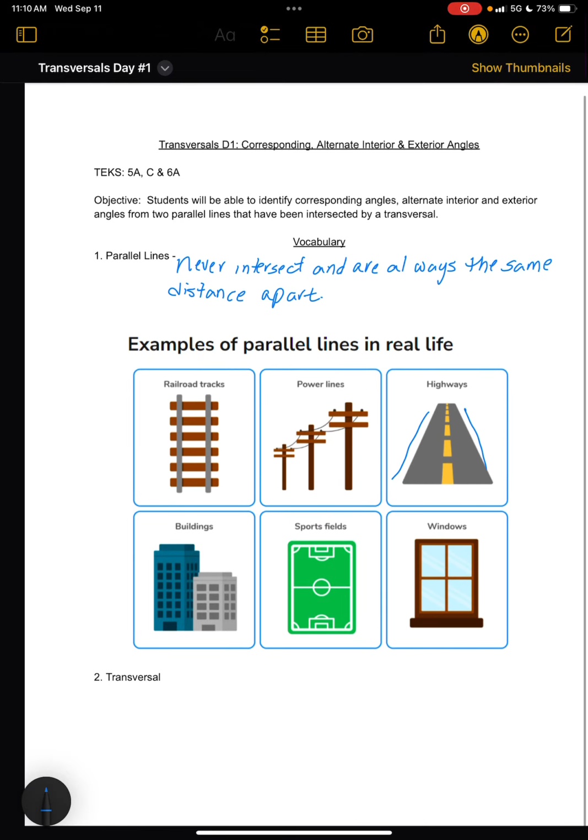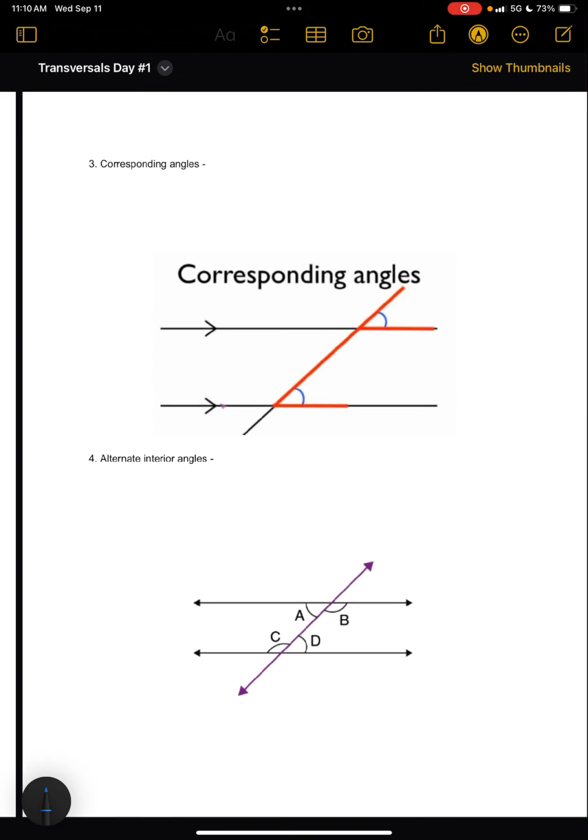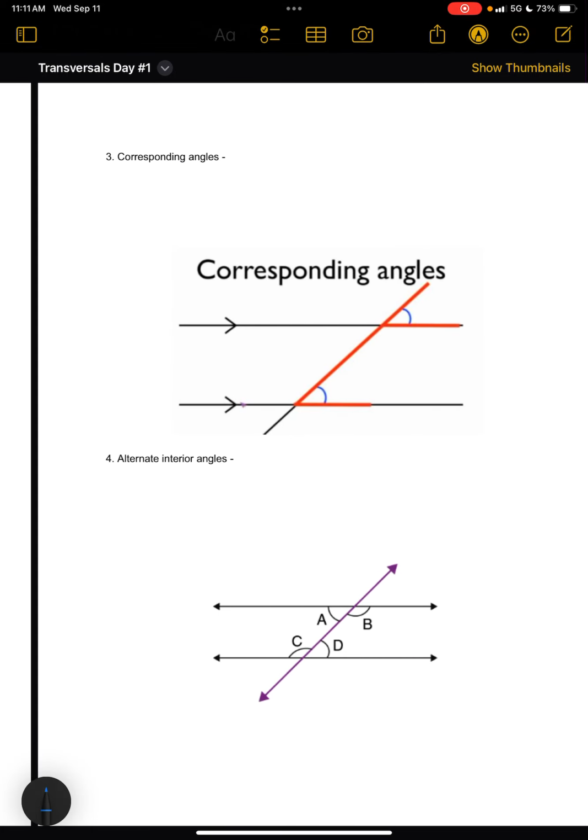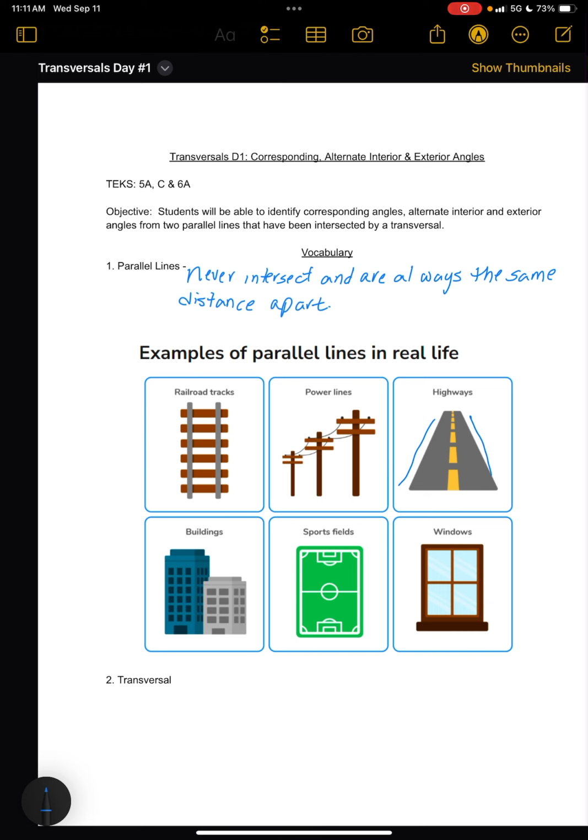So let's look here. Where did my picture for transversals go? Okay, so a transversal is a line that intersects two or more lines at different points. So let me just go ahead and draw this out because I don't know what happened to my example.